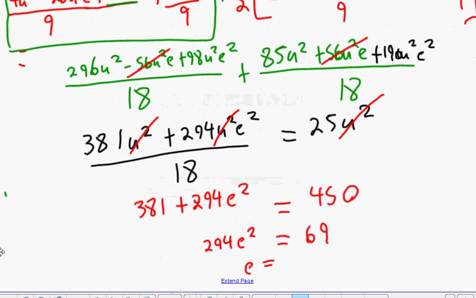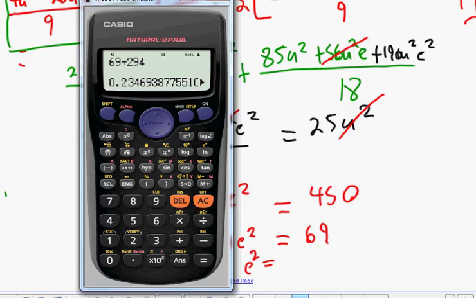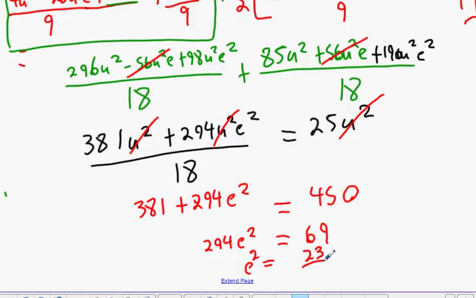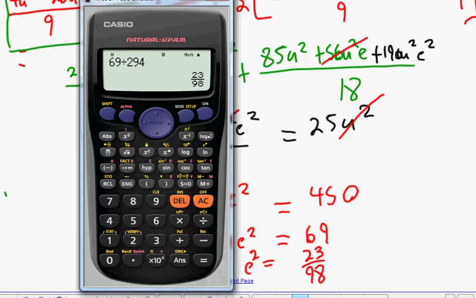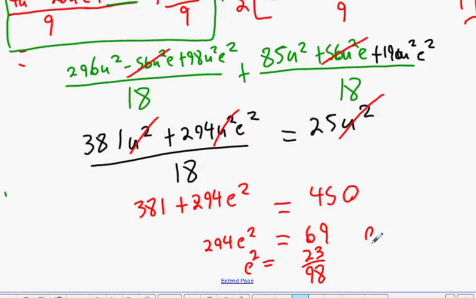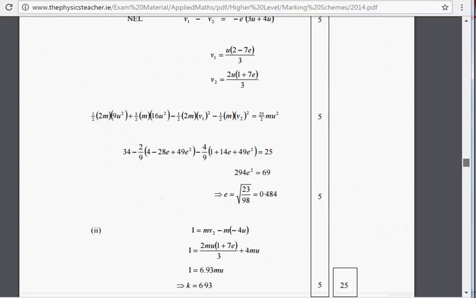Okay, guys. So we got e squared equals, what is that fraction? 23 over 98. Root the answer. So root the answer, we get ourselves a nice 0.48445. There we are, nice mark scheme there, we got it right.